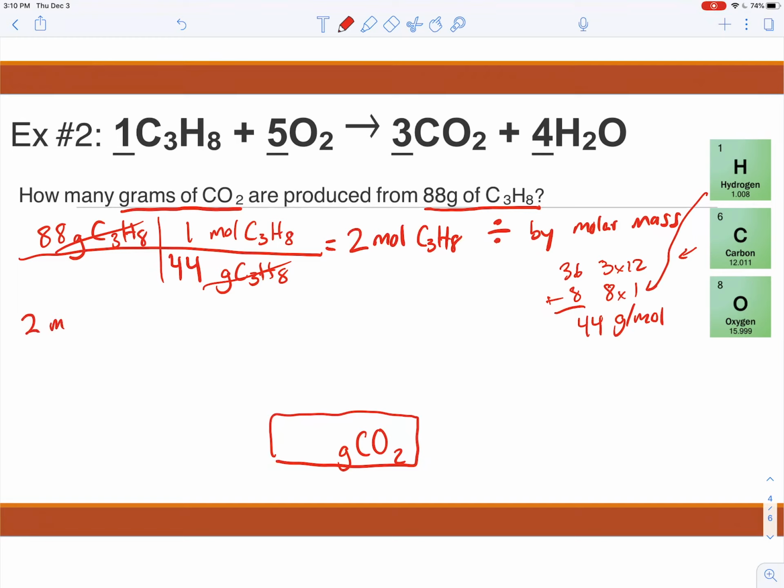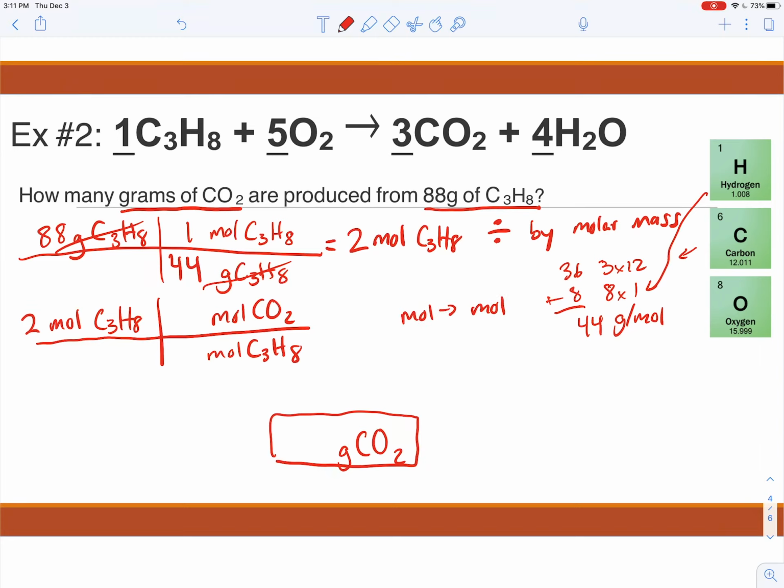Cool, that was the first conversion. The next conversion, so we're going to take that answer, carry it on to the next part. The next conversion, right, eventually we're trying to get to carbon dioxide. So to change chemicals, right, we have to go through the mole ratio. So we want moles of carbon dioxide. We have moles of propane, C3H8. And so next step is mole to mole using the mole ratio.